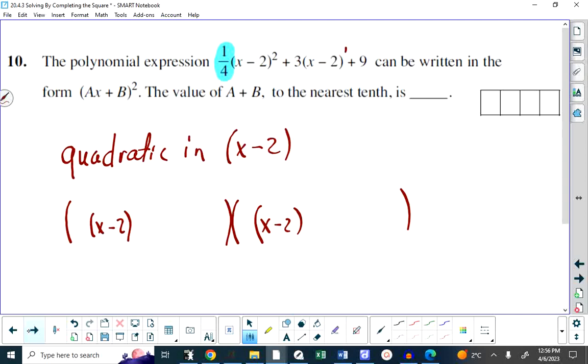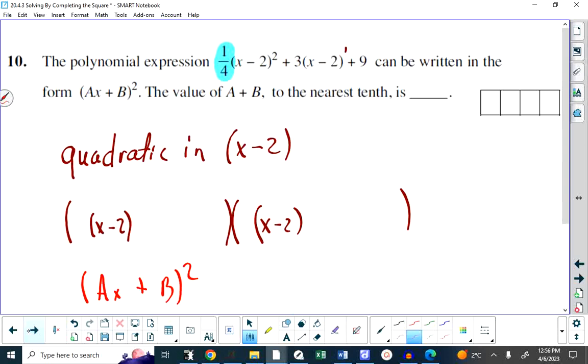Not cheat, but look at the answer to the question. Apparently this thing is equal to a binomial squared. That's what you're told. Which means that these two binomials have to be equal.